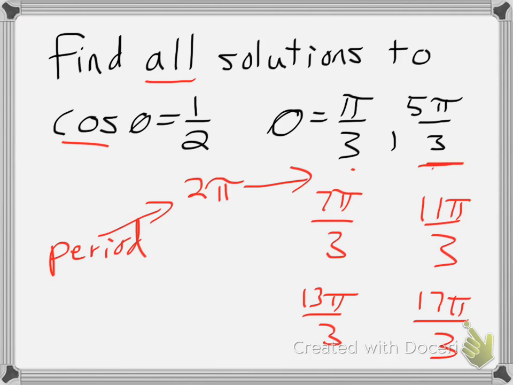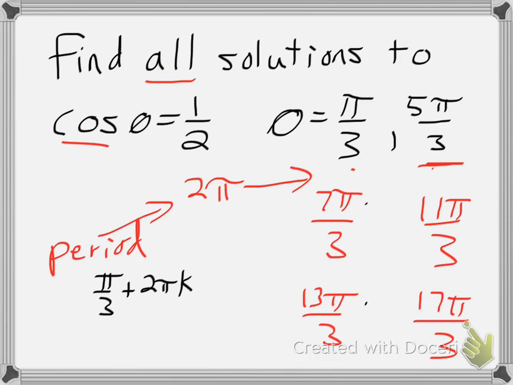So if I want to find all solutions, I'll start with my two initial ones. So we'll say pi over 3 and 5 pi over 3. And then to each, I will add. So pi over 3, and to that I will add 2 pi k, where k is a constant that can be both positive or negative. That accounts for pi over 3, and then every iteration of that. 7 pi over 3, 13 pi over 3, and so on.